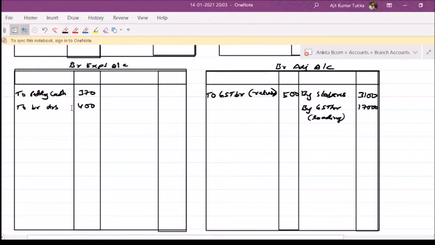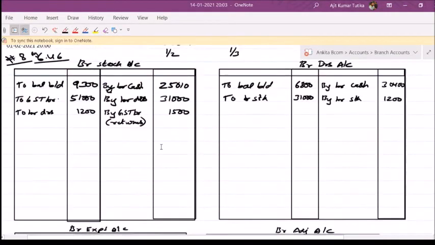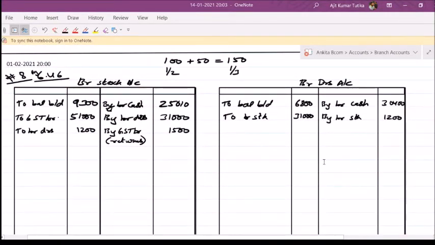And in debtors you write by branch expenses, and under that you write allowances 400 rupees.